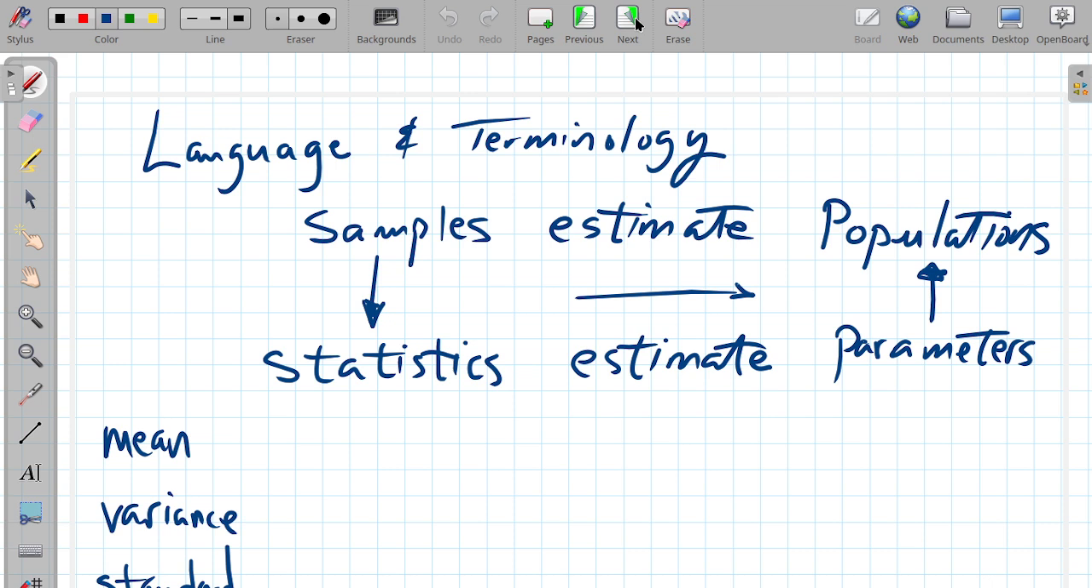I'm going to try the laser pointer today. Oh, that's not the laser pointer. Let's try this. I haven't really explored. I'm using Open Board here. That's the software package. It has a lot of interesting things. I haven't fully explored it.